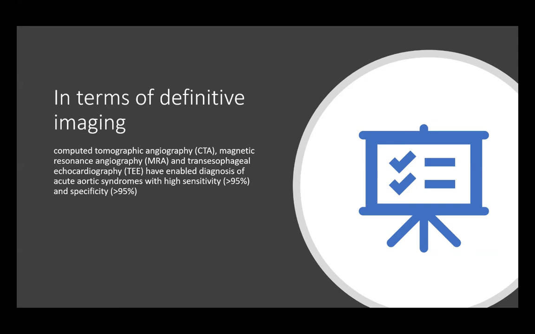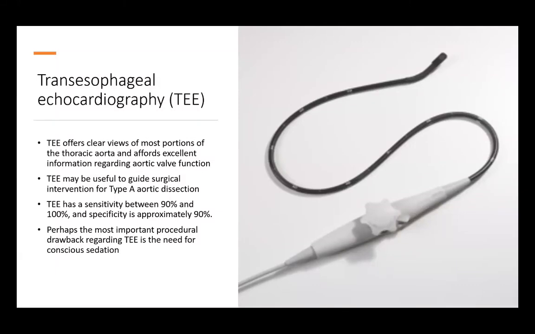If you need a definitive study to rule in or rule out aortic dissection, you might need the assessment of CTA, MRA, or transesophageal echo, which have enabled the diagnosis of acute aortic syndromes with very high specificity and sensitivity. Transesophageal echo offers a clear view of most portions of the thoracic aorta and affords excellent information regarding the aortic valve function. It also may be useful to guide the surgical interventions for type A dissections. It has a very high specificity and sensitivity.